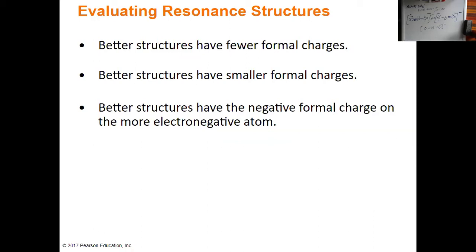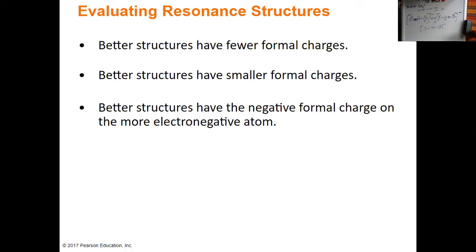Okay, so a good formal charge would have a lot of formal charges of 0 in it, for example. Better structures would also have small formal charges. So if you had to have a formal charge that was not 0, you would prefer that it would be 1 or -1 versus 2 or -2. And better structures would have any negative formal charges on the more electronegative atoms. You don't want something like oxygen to have a formal charge that is positive if it can be helped.